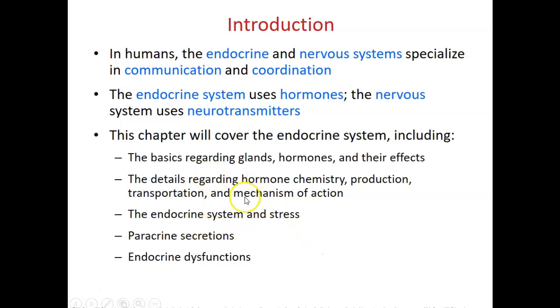In this chapter, we're going to cover the endocrine system, including the following concepts: the basic glands that secrete hormones and the effects of the hormones. We're going to focus on the anatomy of the glands and the function of the hormones.